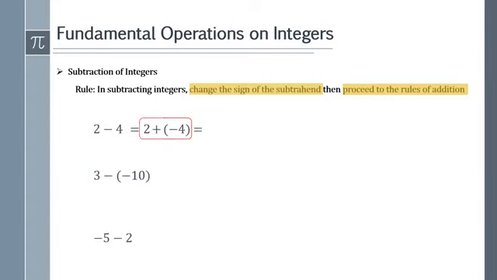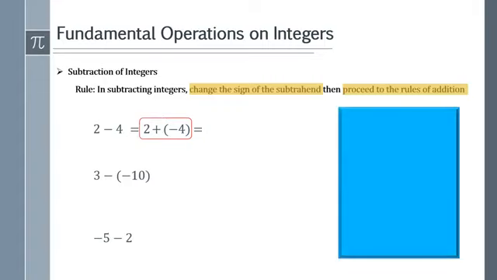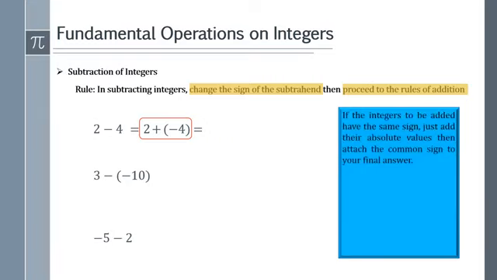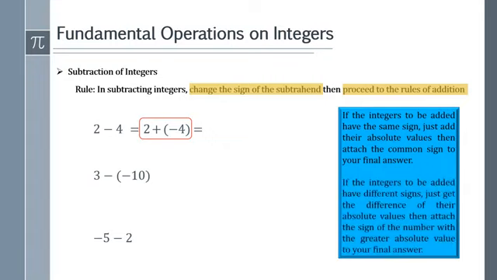So, what rules will we apply this time since it's plus? We will apply the rules of addition. It says in the rules of addition, if the integers to be added have the same sign, this was learned earlier from this video, just add their absolute values, then attach the common sign to your final answer. And second case, if the integers to be added have different signs, just get the difference of their absolute values, then attach the sign of the number with greater absolute value to your final answer.